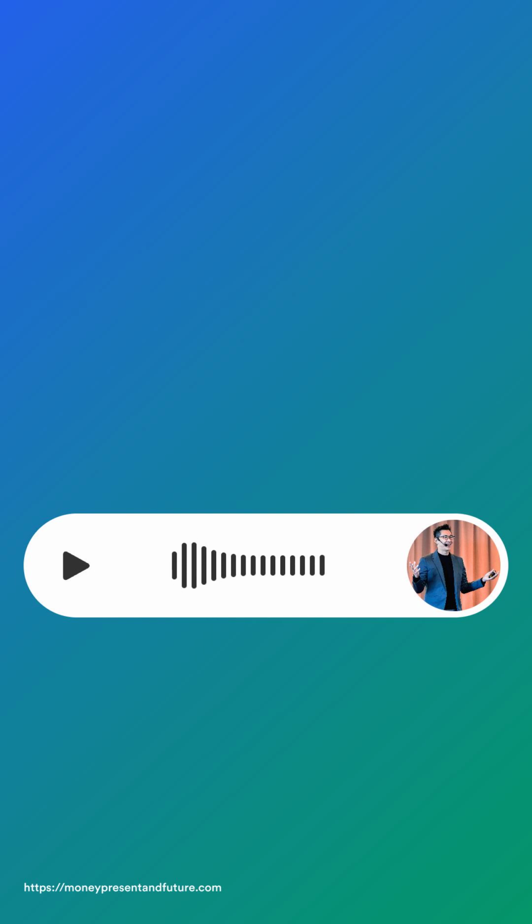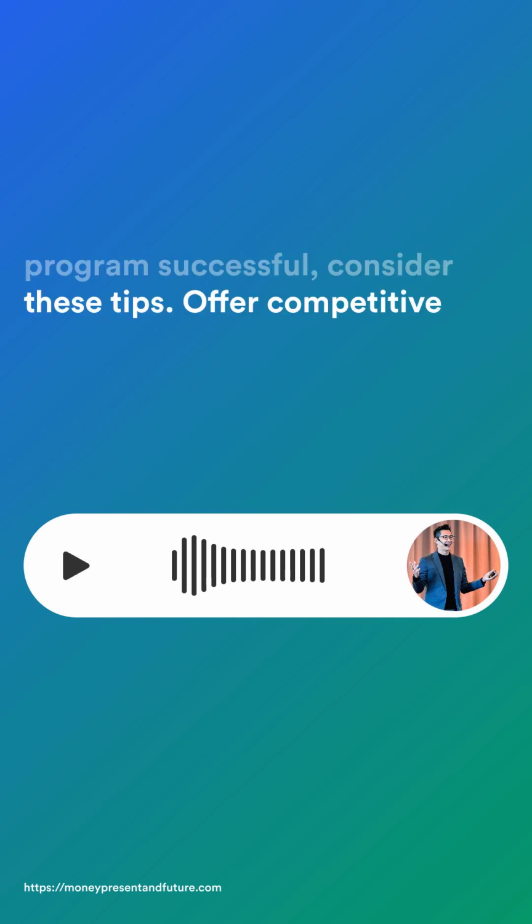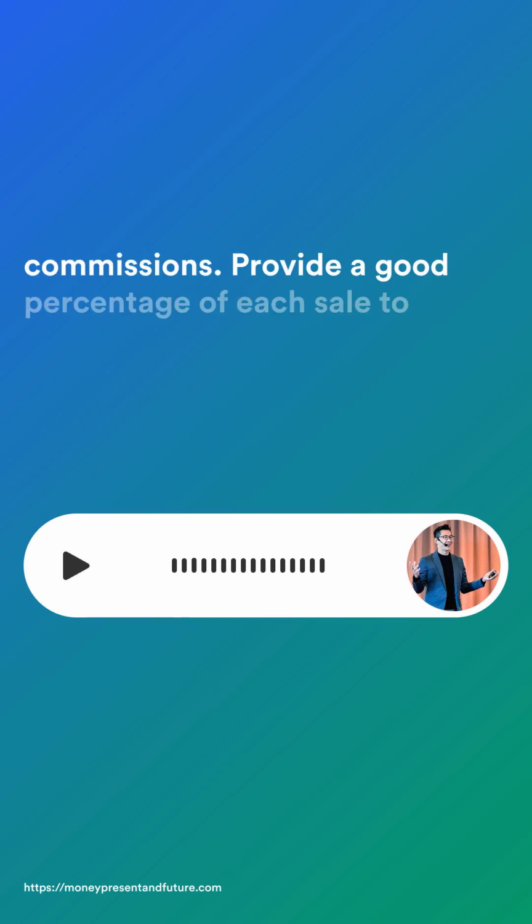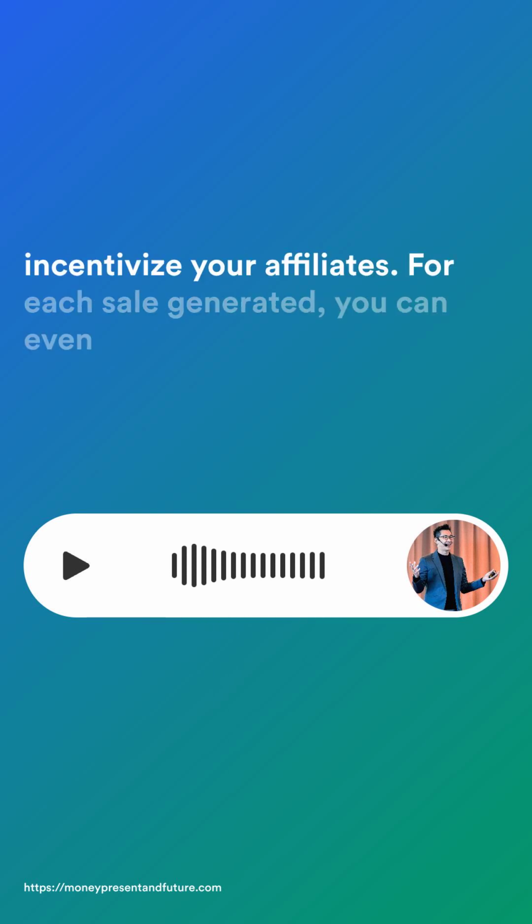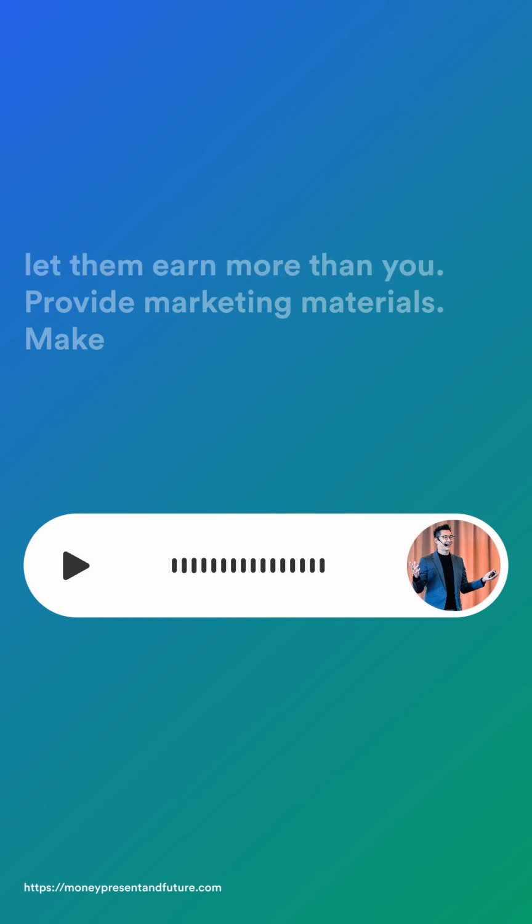To make your affiliate program successful, consider these tips. Offer competitive commissions. Provide a good percentage of each sale to incentivize your affiliates. For each sale generated, you can even let them earn more than you. Provide marketing materials.